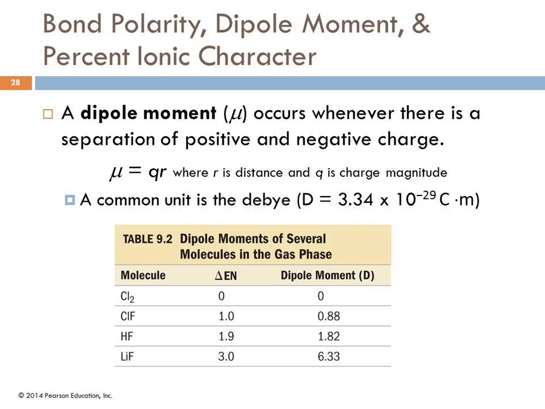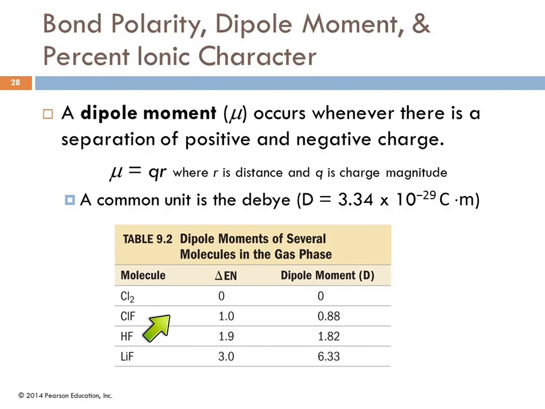So a dipole moment, they use the symbol mu. Dipole moment occurs when there's a separation of charge, positive and negative charge. And so mu is equal to Q, the magnitude of charge, times R, which is the distance between them. And the common unit is the debye. This is a little important thing. I really don't care about this. Sorry, Mr. Debye. But anyway, if we look at the Cl2 molecule, the difference in electronegativity is 0. Its dipole moment is 0.